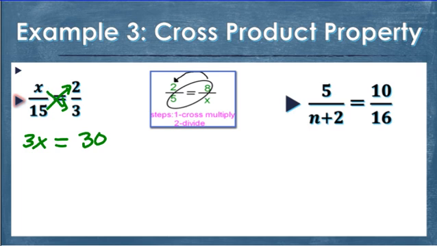Now I just solve for x. Divide by 3 on both sides. So I'm using the property of equality, the golden rule of algebra. So x would have to equal 10.